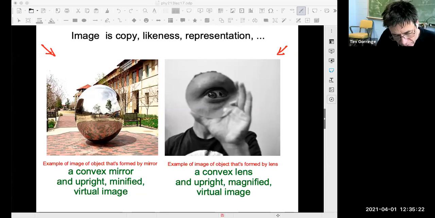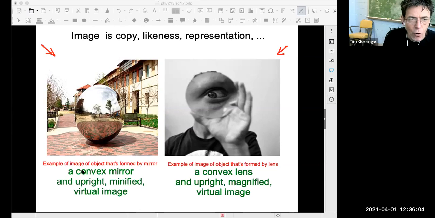Now, let me comment on some features of the images that we're going to talk about a lot in today's class and the next class. Images can be formed both what we call upright and inverted. Both of these images are what we call upright. The top of the tree is at the top. The top of the eye, the eyebrow, is at the top. Those are upright images. If the top of the tree was at the bottom of the image, if the eyebrow was at the bottom of the image, that'd be an inverted image.